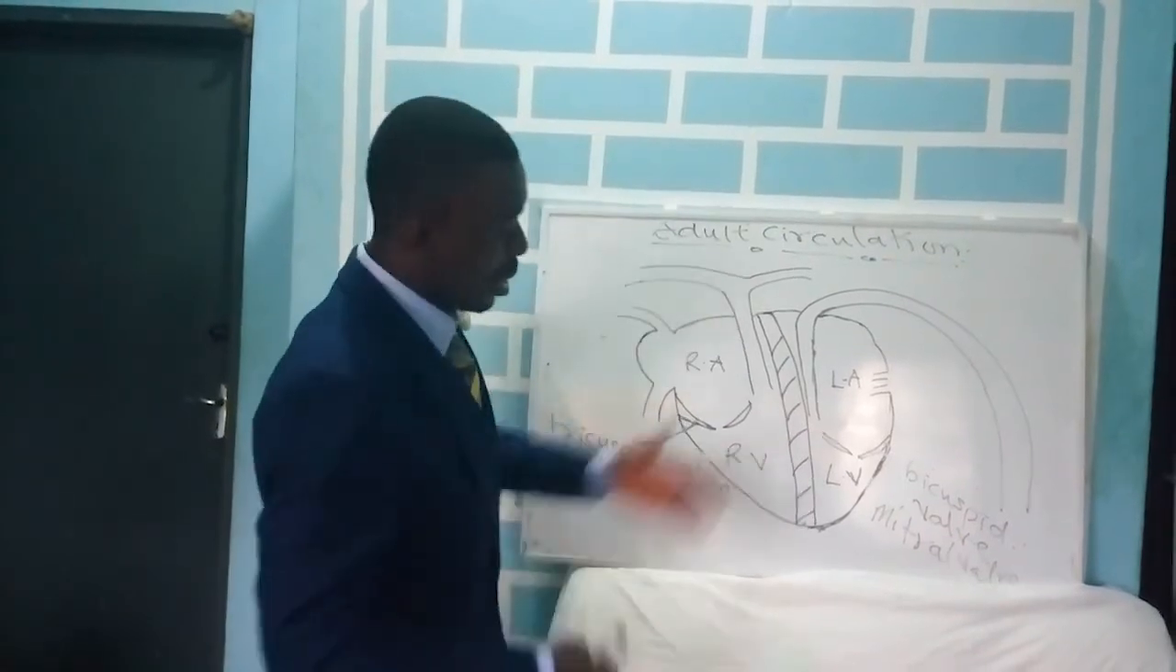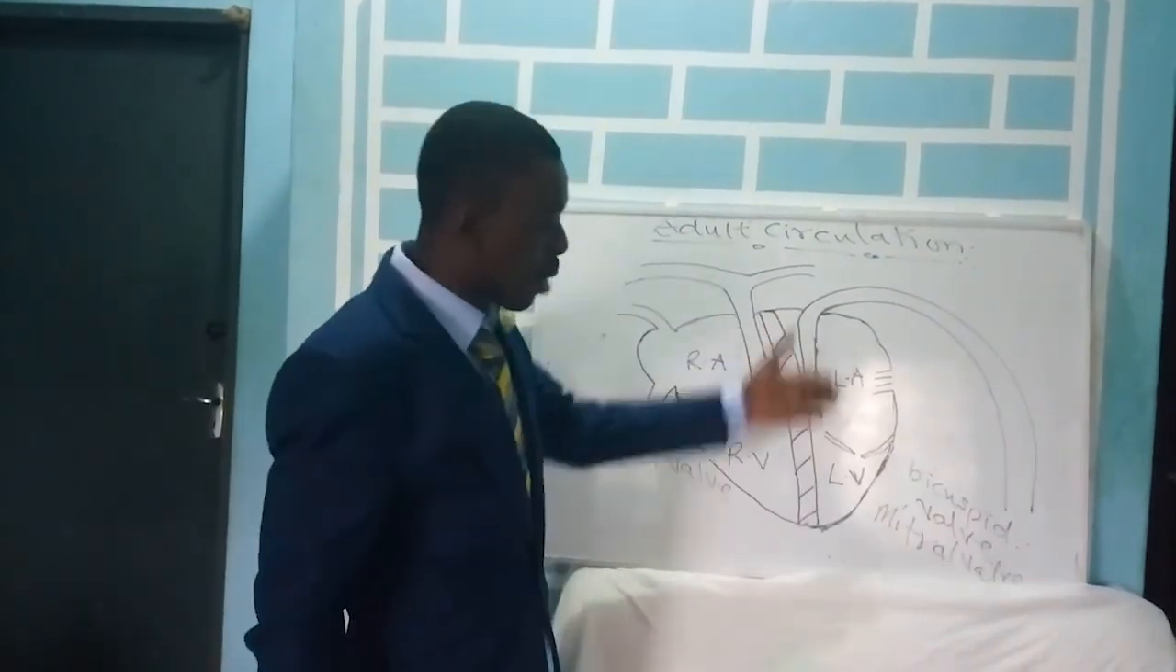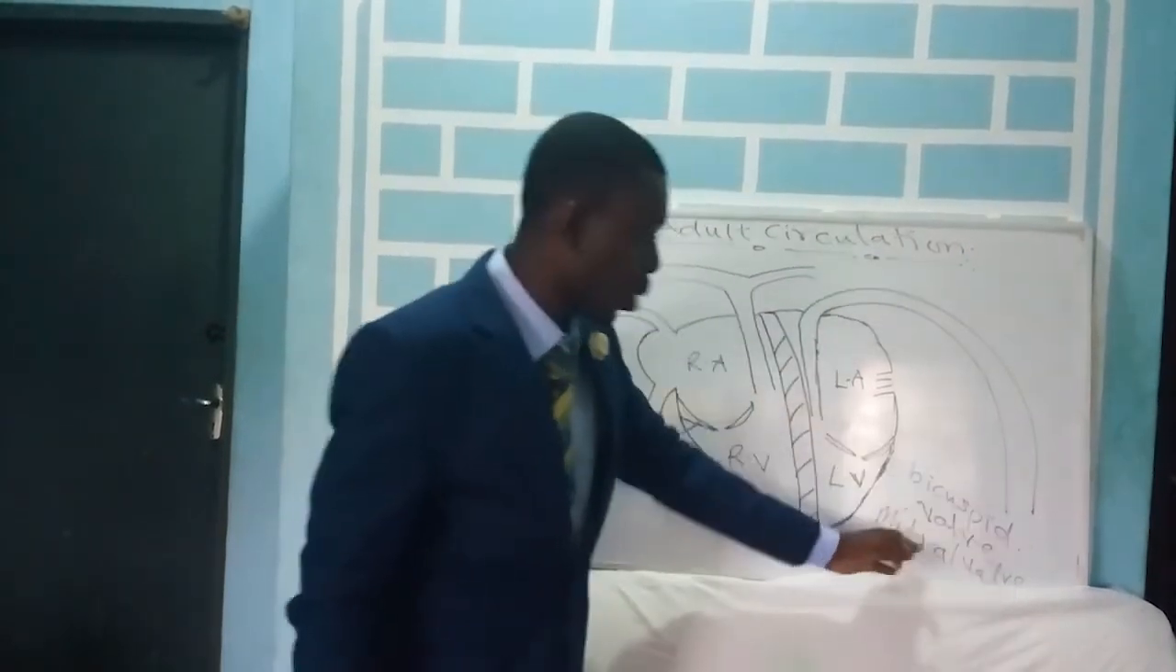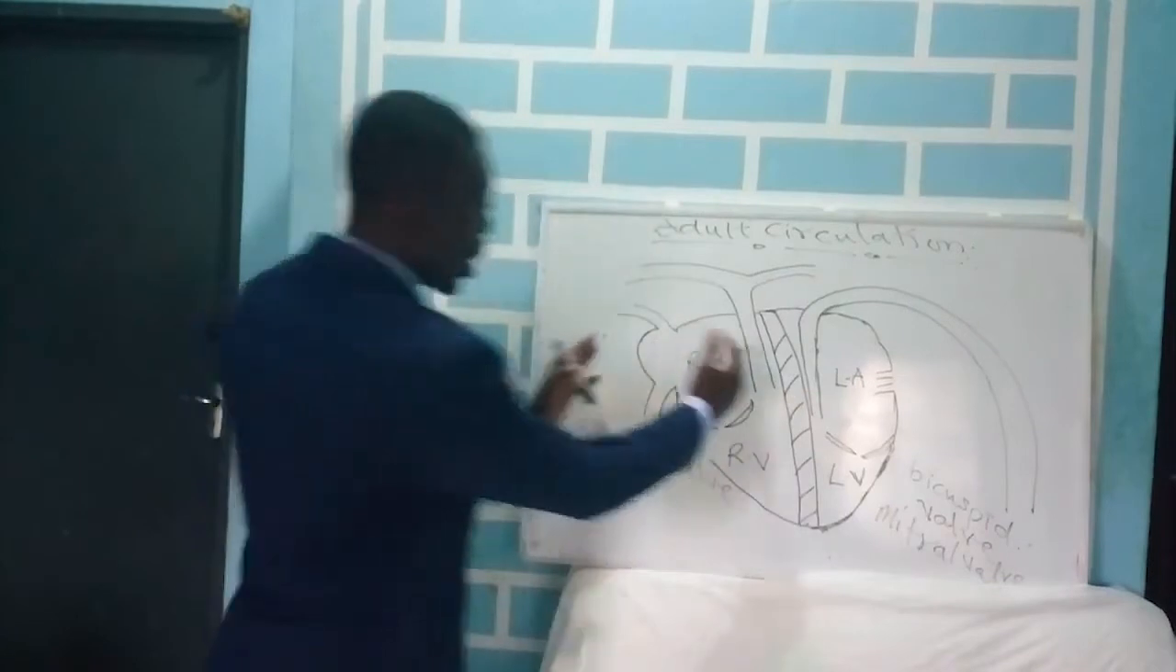The tricuspid valve. In the same way, you can be asked the left atrium can be separated from the left ventricle by which valve? Then we call it what? The bicuspid or the mitral valve. Now let's look at the right side.